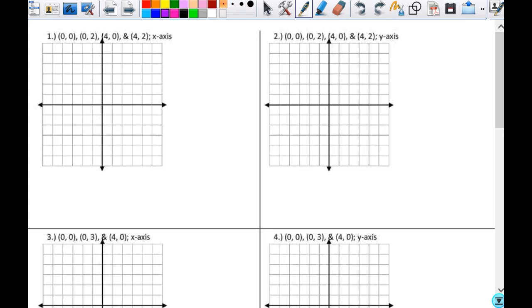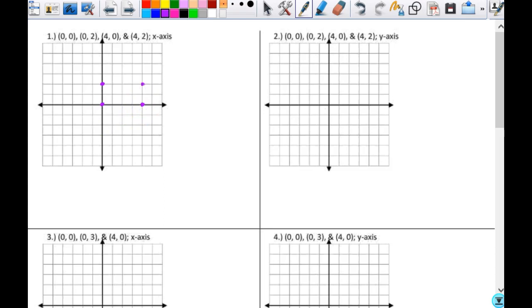All right, so we are going to first take these 4 points that are given to us in number 1, and we're going to plot these 4 points. This should be super easy, so go ahead and plot your 4 points: (0, 0), (0, 2), (4, 0), and (4, 2).